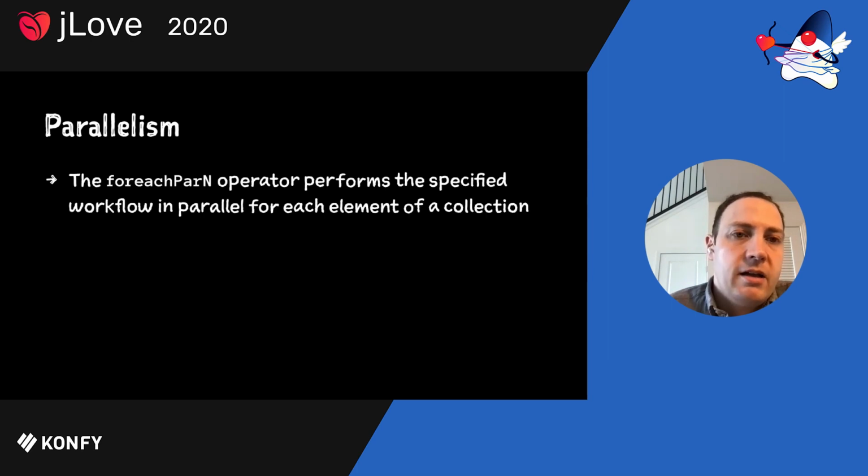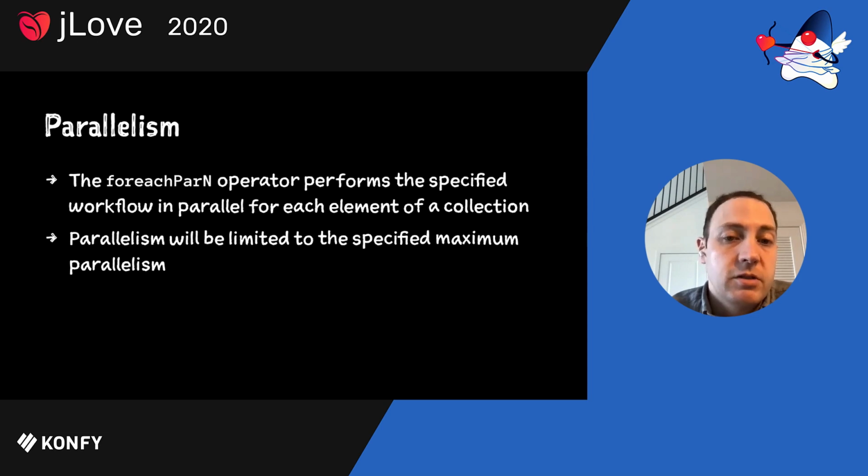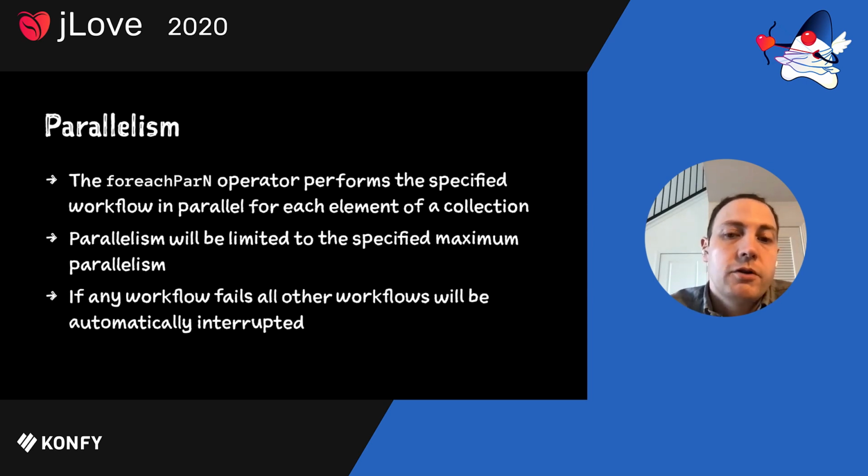So let's look at how that solved each of those problems we talked about. So that foreachParN operator is going to perform that workflow in parallel for each element of a collection. The parallelism is going to be limited there to the maximum level of parallelism we specify. And if any of those workflows fails, all the others are going to be automatically interrupted.